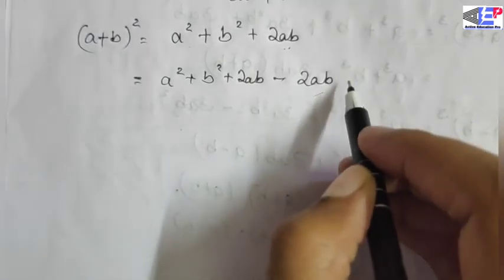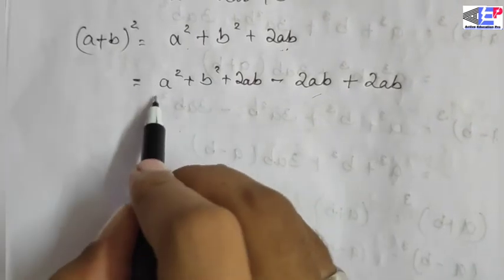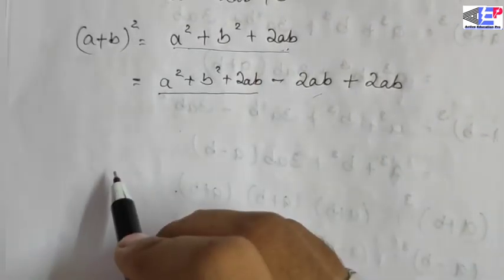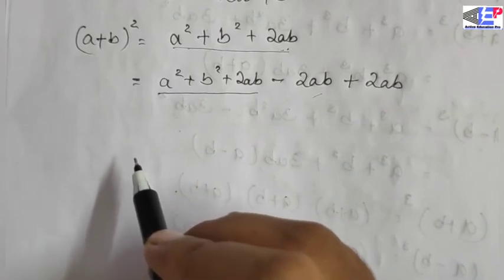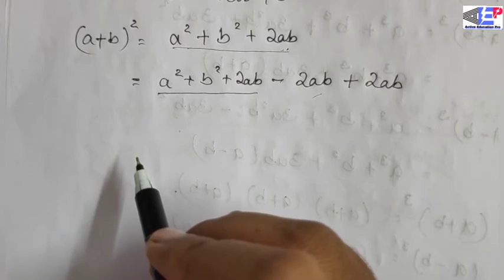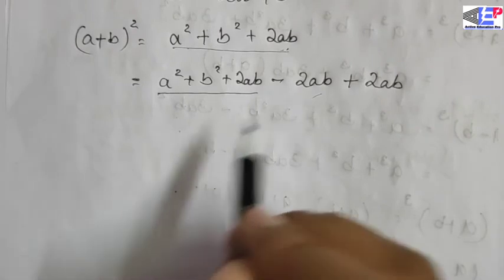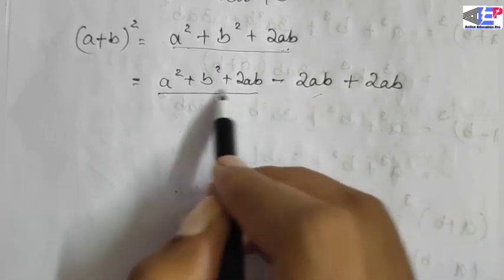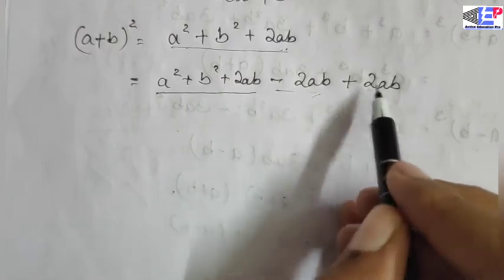Then we have to balance it by adding another 2ab. It is the same as a square plus b square plus 2ab, but we make it a minus b whole square. For making a minus b whole square we need a square plus b square minus 2ab. One of the terms is minus 2ab.